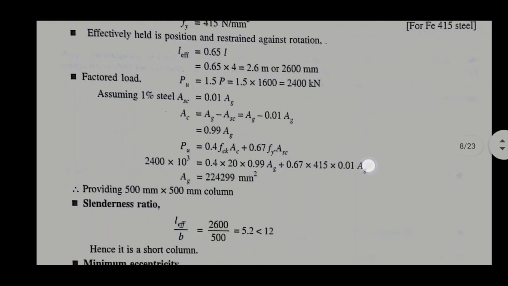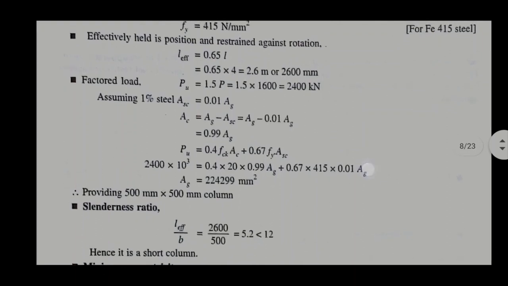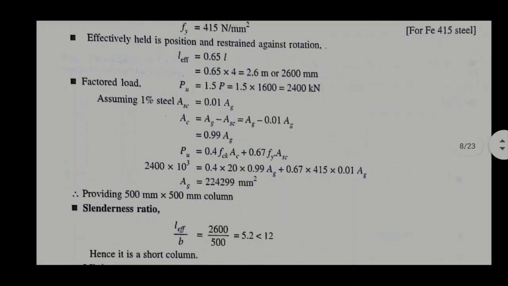Now slenderness ratio. Slenderness ratio is L effective by B. So L effective is 2600 by B is 500, which we have provided, that is equal to 5.2, which is less than 12. Hence it is a short column, right, as the value of slenderness ratio is less than 12.